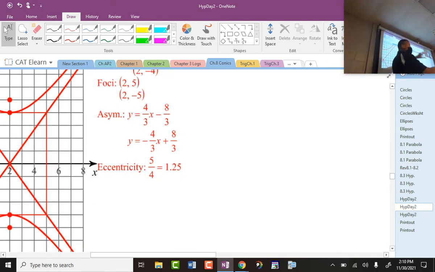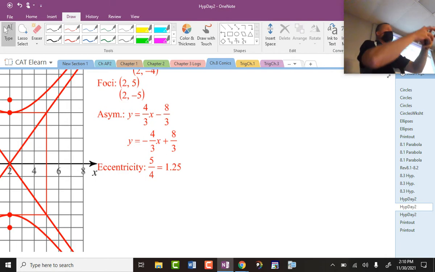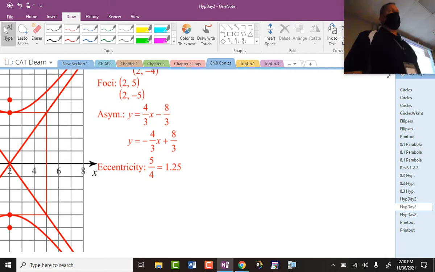What they did is separate them and then solve each one for y. So I do want you to be aware that they do that, and it won't necessarily match your answer. You do not have to do this. I just want you to write the one asymptote in that one form there.